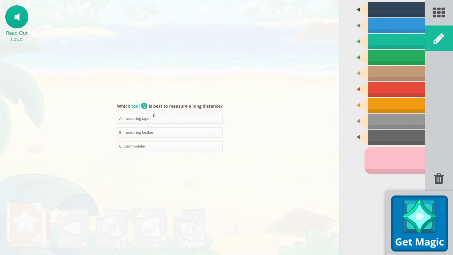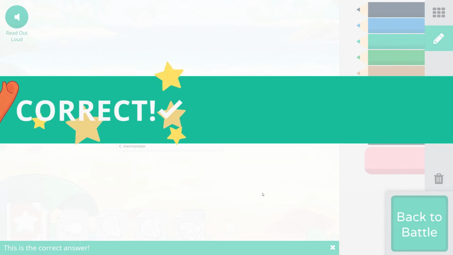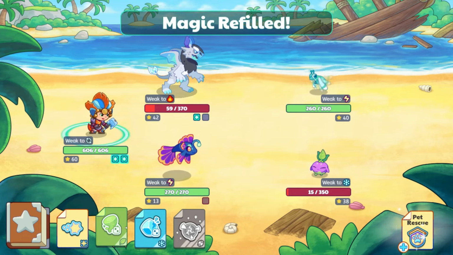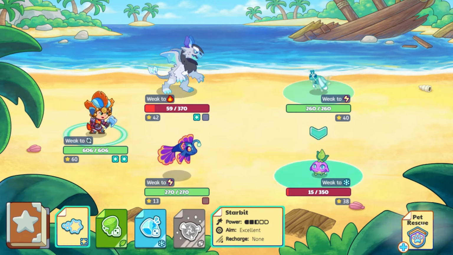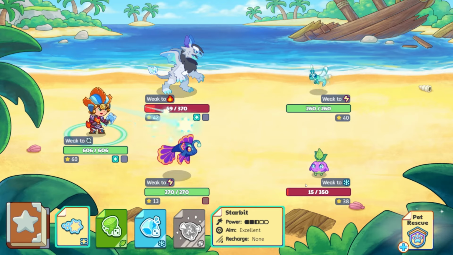Which tool is best to measure a long distance? Thermometer, measuring beaker, or measuring tape. Measuring tape would be better for a long distance, and let's just go ahead and throw a Starbit at you to finish you off. There we go.